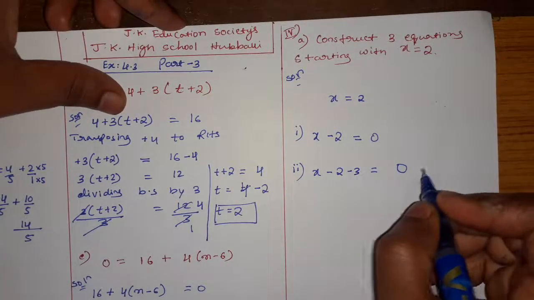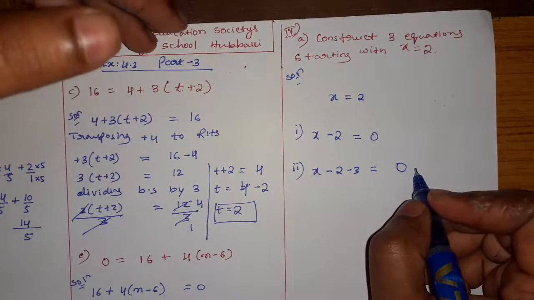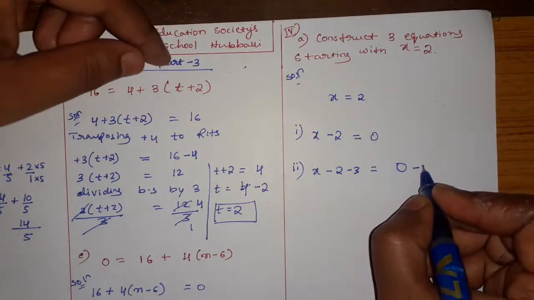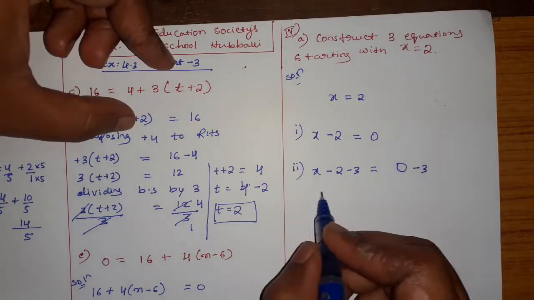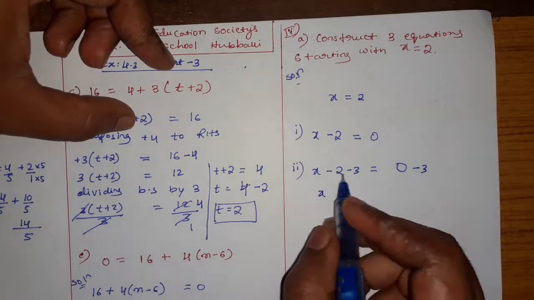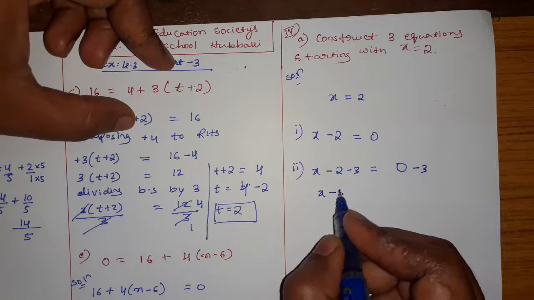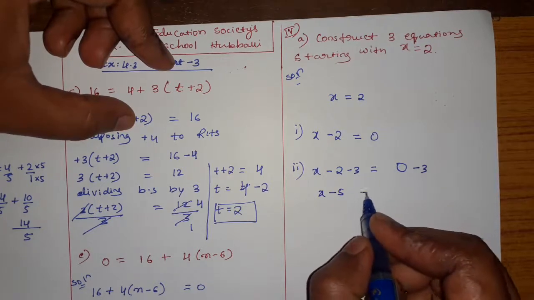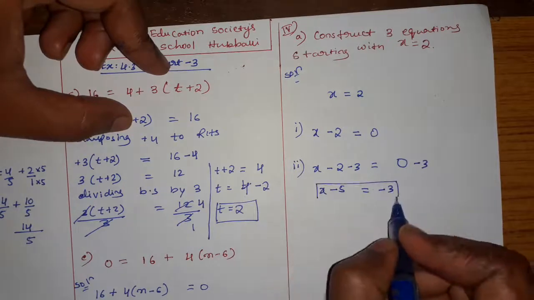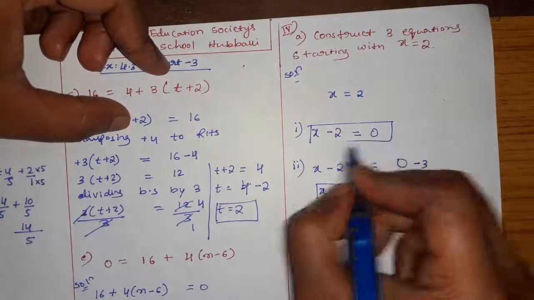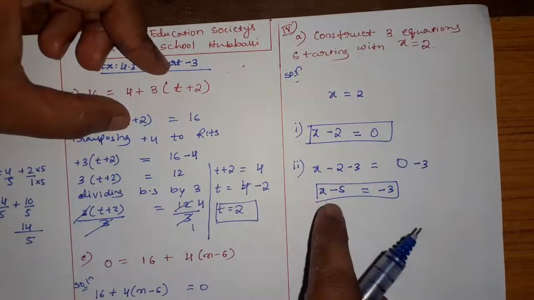Here also -3. What you are doing on the LHS, that same thing you have to do on the RHS, -3. So x -2 -3 will become what? x -5, and the equal sign remains. 0 - 3 will give you -3. This is the second equation, this is the first equation.